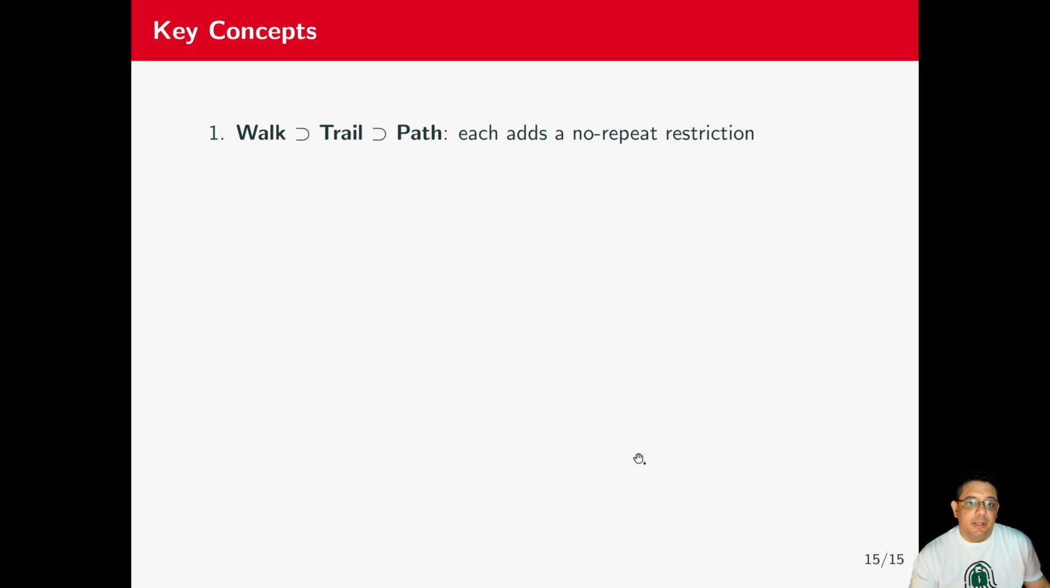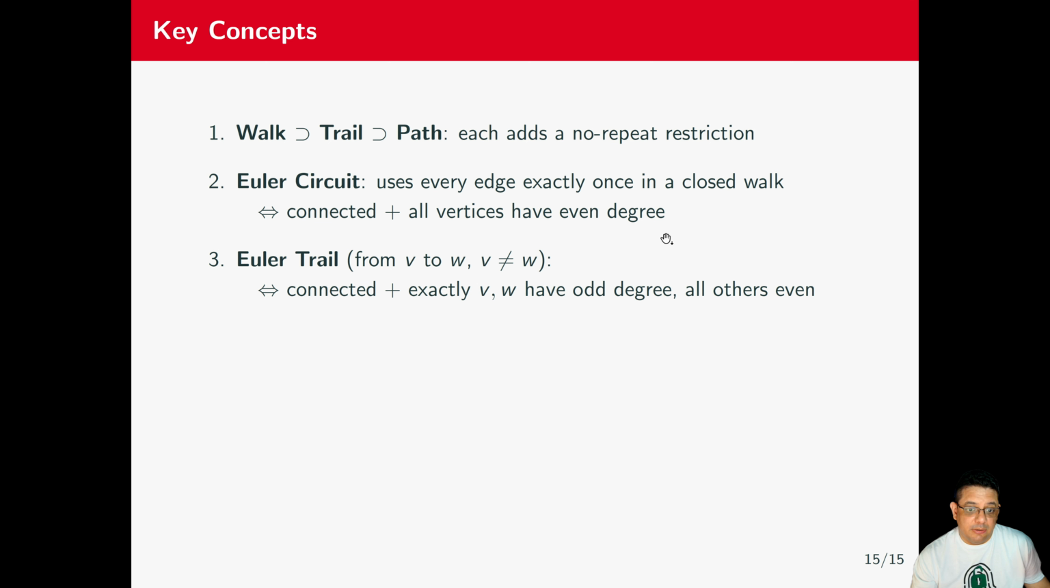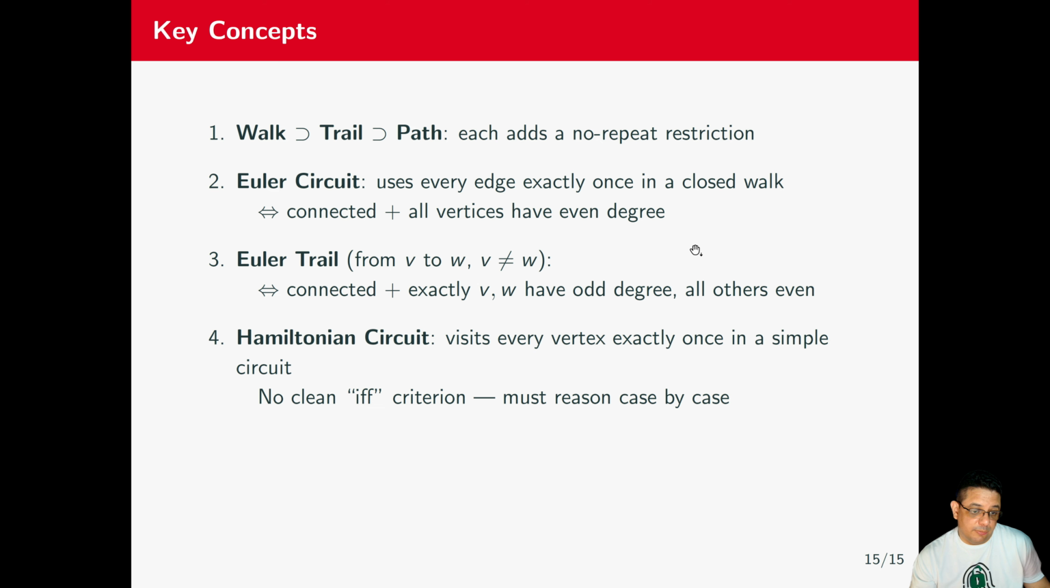Now, in summary, we have defined key concepts of graph theory. We've defined walk, and we have trail and path. Each is going to add a no repetition restriction. We have the Euler circuit that uses every edge exactly once in a closed walk, is connected, plus all the vertices have even degree. We have the Euler trail that goes from B to W, with B being different from W, is going to be connected, and B and W have odd degree. All others are going to be even.